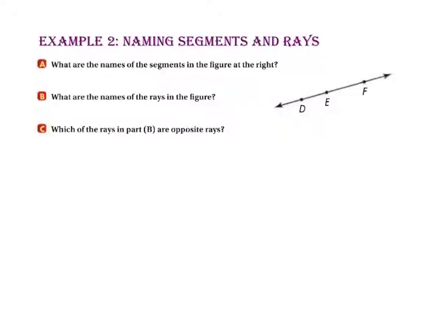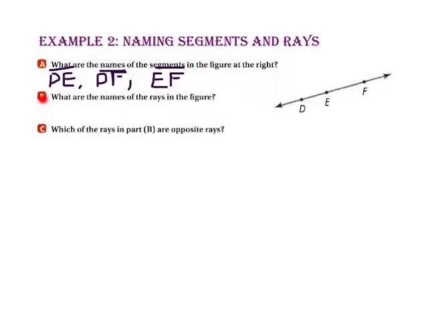All right, let's name segments and rays. For part A, what are the names of the segments in the figure at the right? Well, the first segment I see would be segment DE. The next segment is a little longer, segment DF. And the third segment I see would be segment EF. Remember, in a segment, order doesn't matter, so I could also call this segment ED, I could call this segment FD, and I could call the third segment FE.